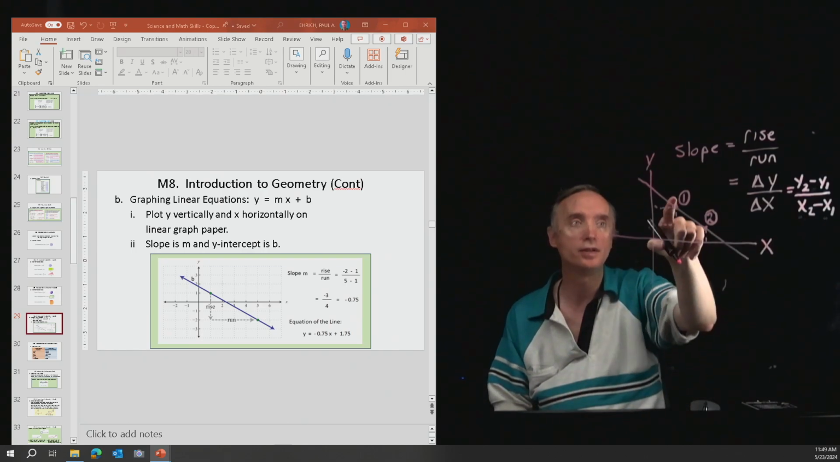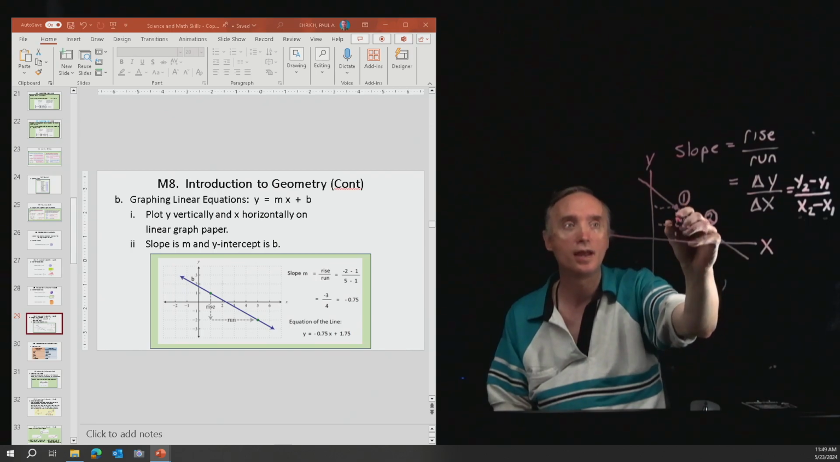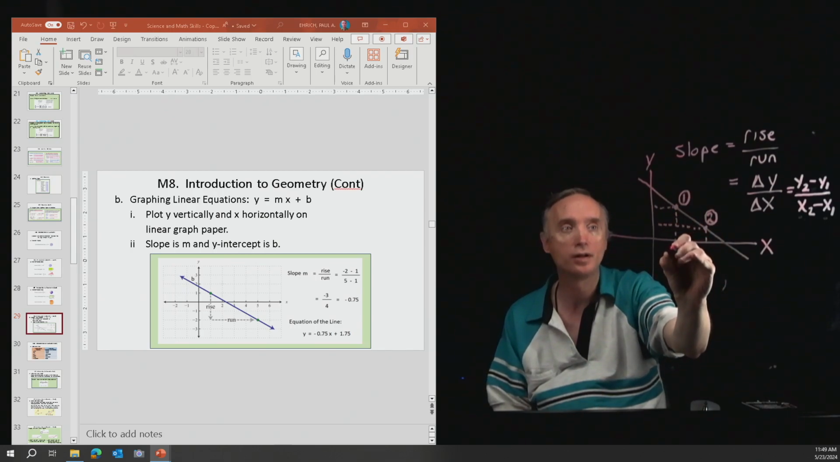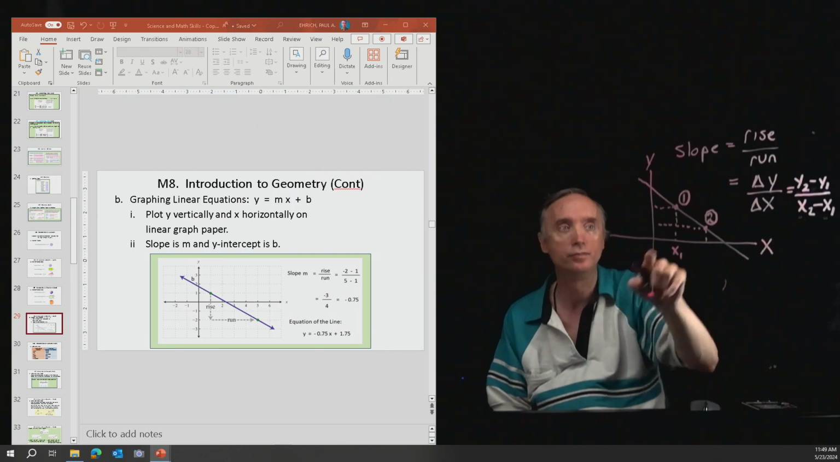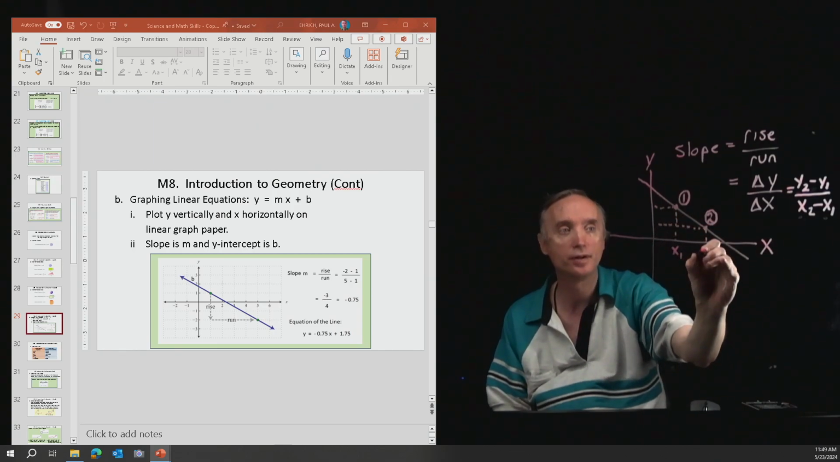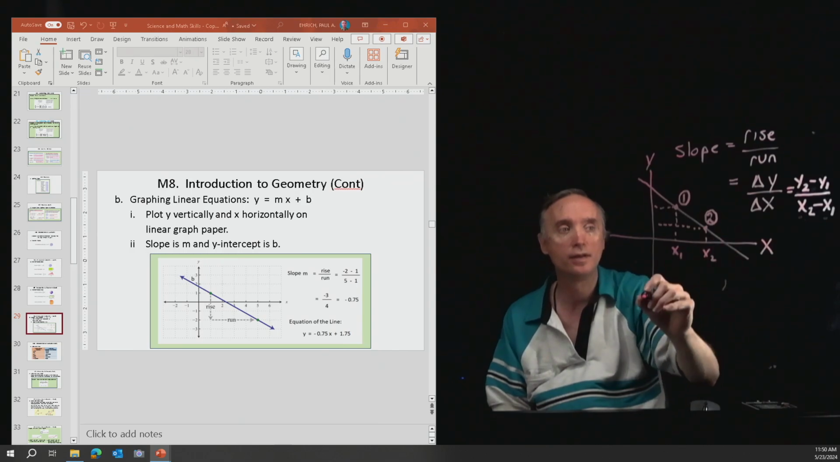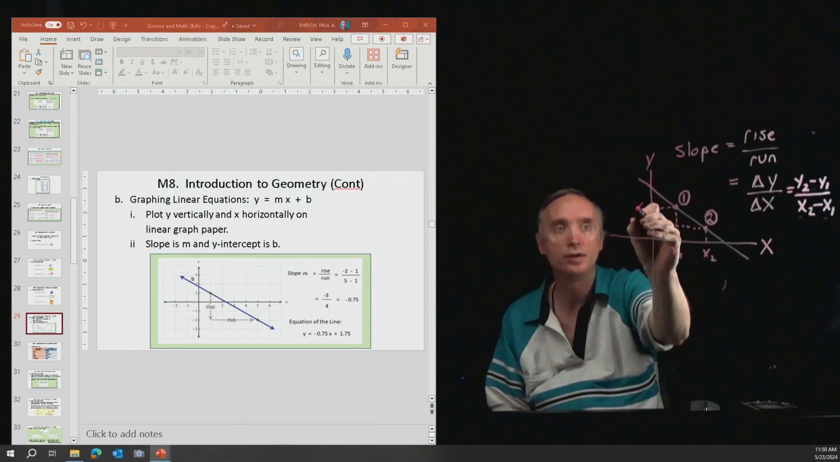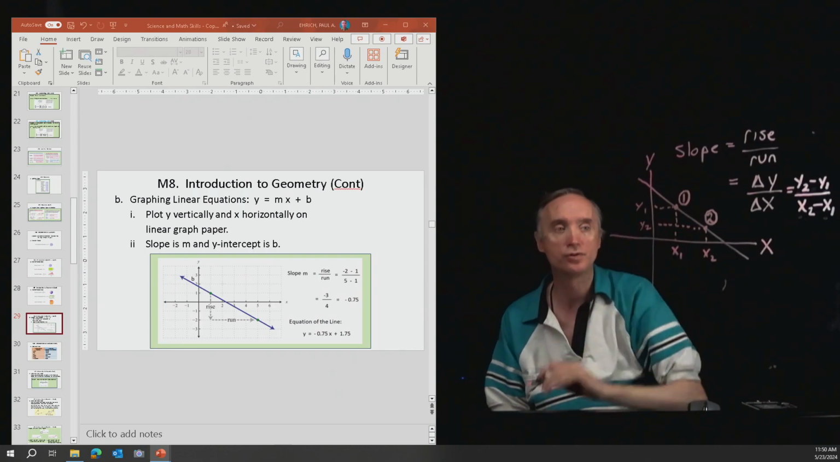And so we've got these two numbers here, and this is going to correspond to x1 because it was point 1, and then this one's going to correspond to x2, and then over here this is going to be y1, and this one's going to be y2.